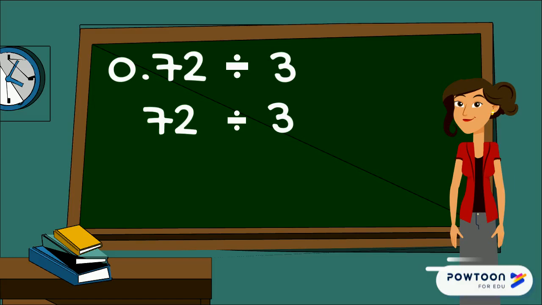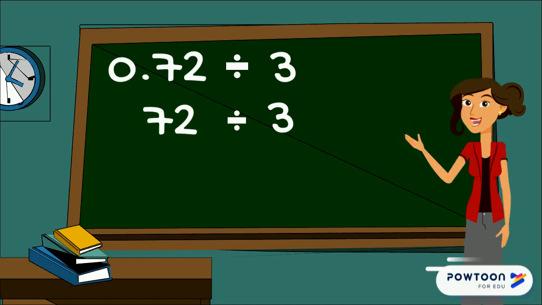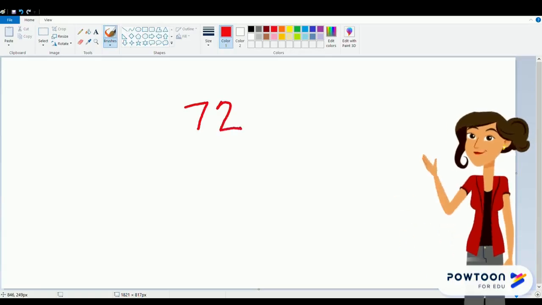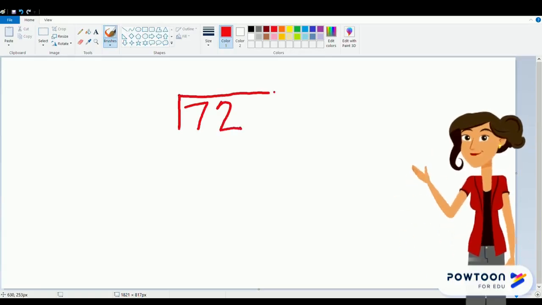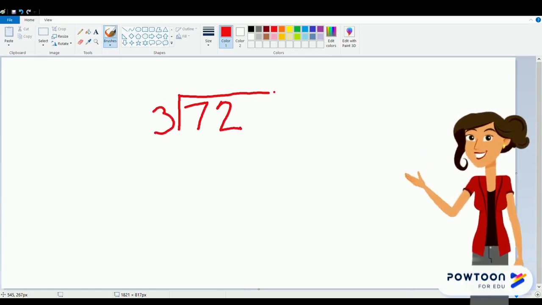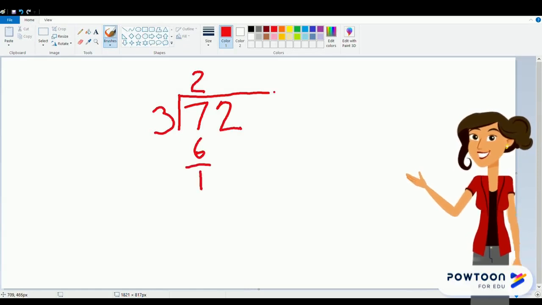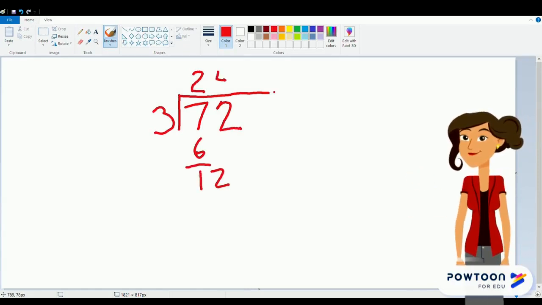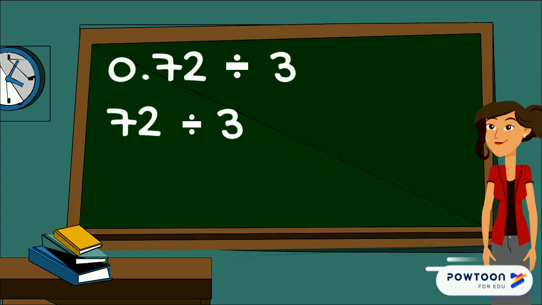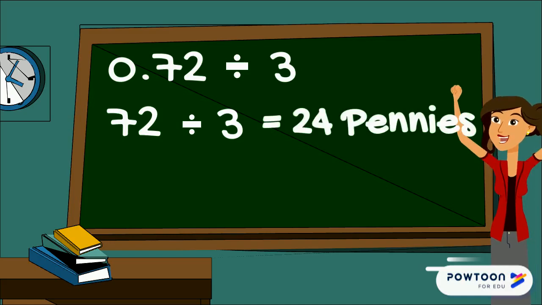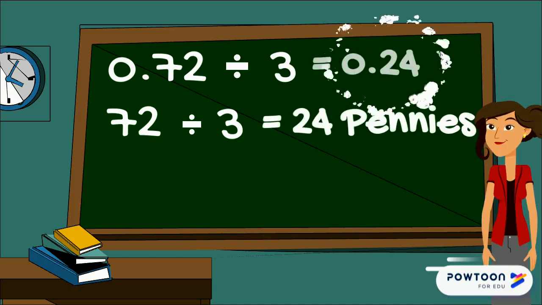No worries, just write 72 divided by 3 on a piece of scrap paper. Just remember to say to yourself, 72 divided by 3, with the dividend underneath the bar and the divisor out in front. Yes, each person will receive 24 pennies or 24 cents.